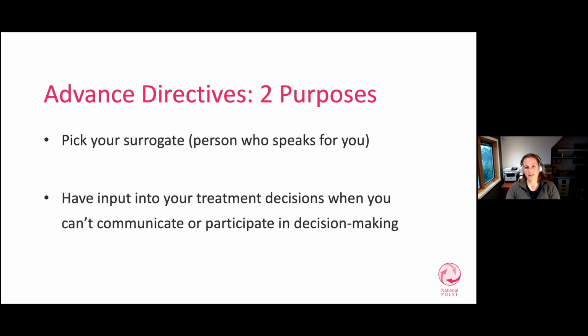An advanced directive is a legal document, and it serves two purposes. First, you're picking your surrogate, or the person that would speak for you when you can't speak or communicate for yourself. Second, it allows you to have input into your treatment when you can't communicate. This is where you can list your goals, your values, your preferences, things that you care about. That can then be included in the conversation between your surrogate and healthcare team in deciding on a care plan.